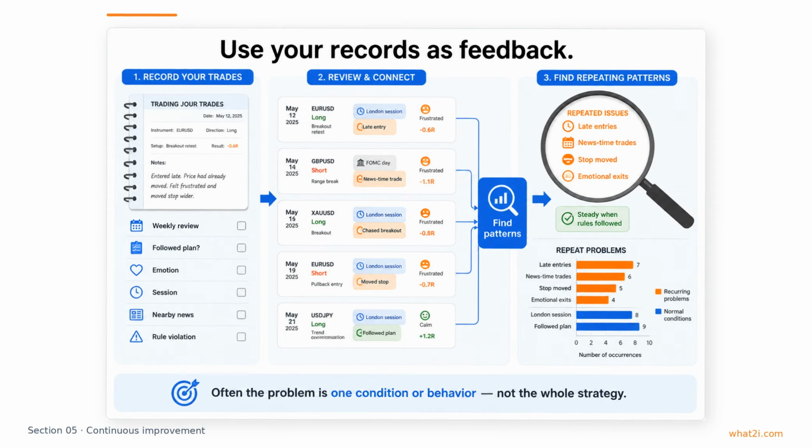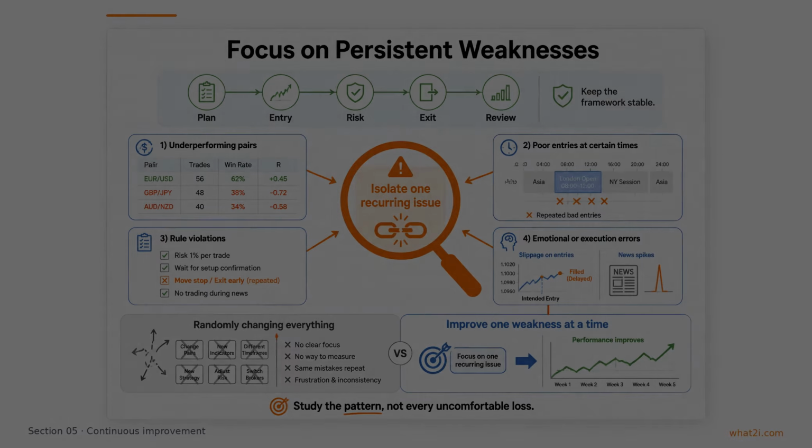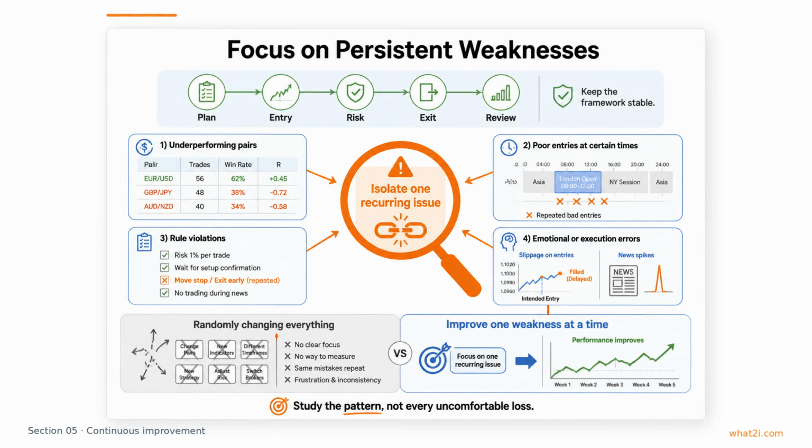Often the problem is not the entire strategy, but one recurring behavior or one condition where performance weakens. For example, you may discover that results are fine overall except during news-heavy sessions or after rushed entries. That kind of pattern is actionable because it points to a narrow area for improvement. Good records help you diagnose the real issue instead of guessing. Continuous improvement becomes much more effective when it focuses on persistent weaknesses rather than every uncomfortable result.